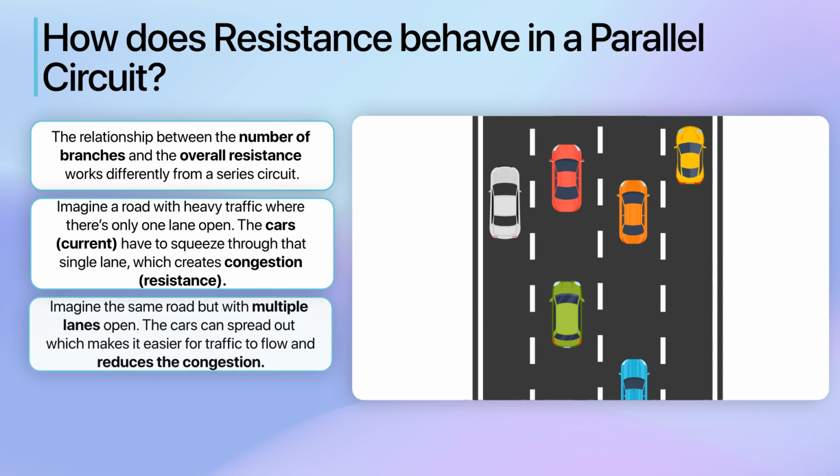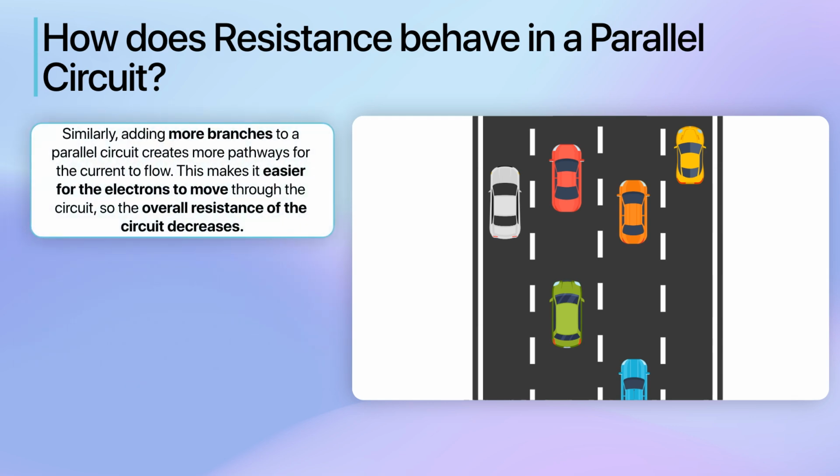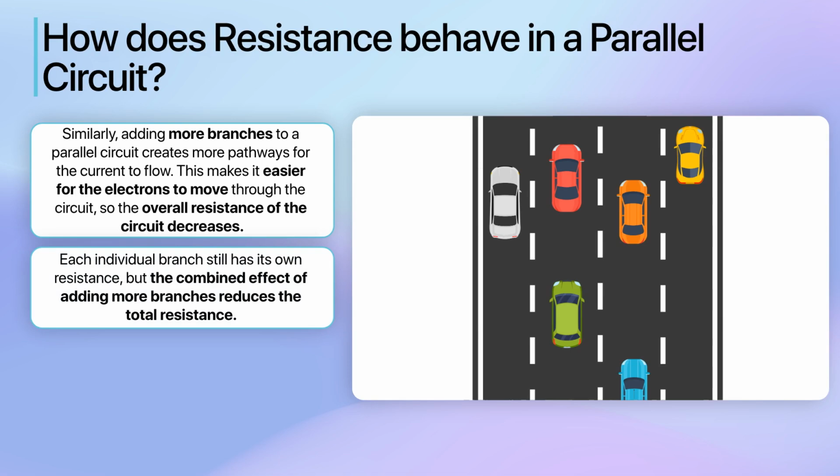Now, imagine the same road but with multiple lanes open. The cars can spread out across these lanes, which makes it easier for traffic to flow and reduces the congestion. In a similar way, adding more branches to a parallel circuit creates more pathways for the current to flow. When more pathways are available, it becomes easier for the electrons to move through the circuit, so the overall resistance of the circuit decreases. Even though each individual branch still has its own resistance, the combined effect of adding more branches reduces the total resistance.